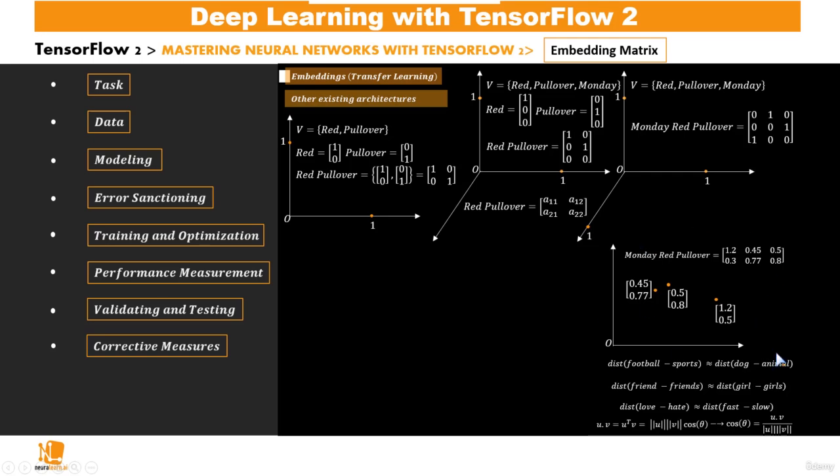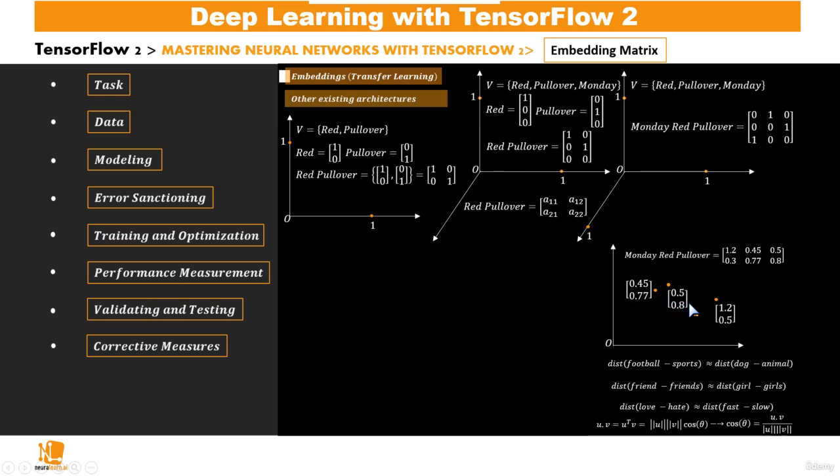So if you want to compare these two, we would have this vector dot this vector, that's the dot product, divided by the magnitude of this times the magnitude of this. And so here, instead of computing this distance, we could replace this distance by the cosine similarity. That said, the cosine similarity of, say, love and hate should be similar to the cosine similarity of fast and slow.